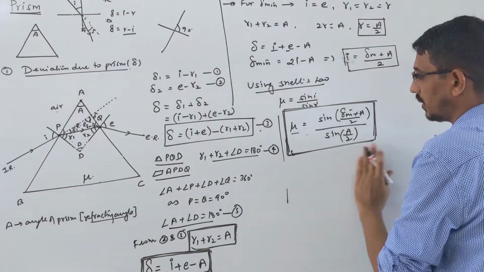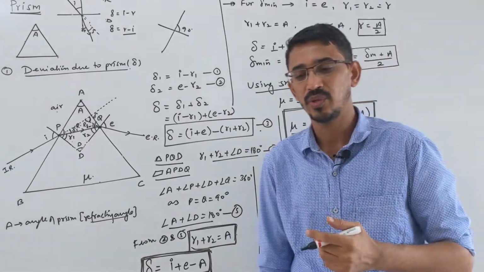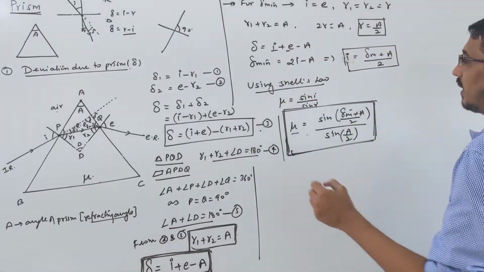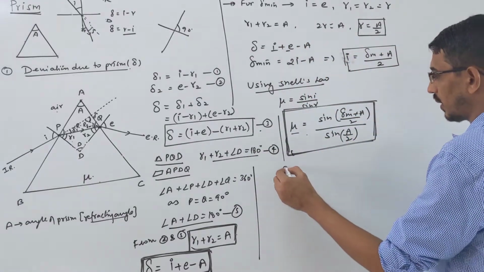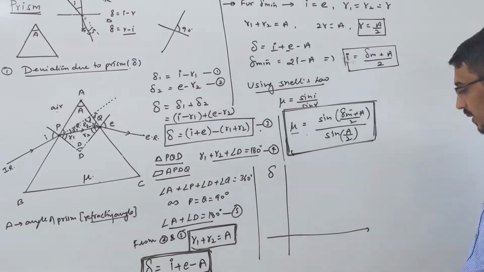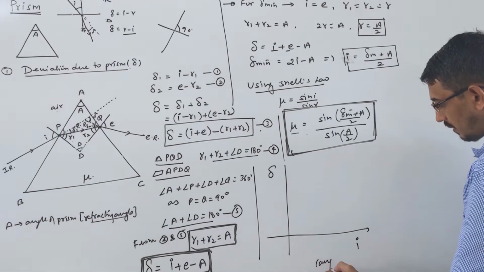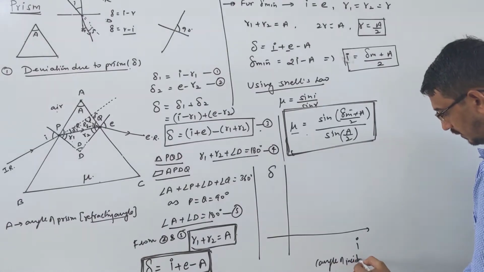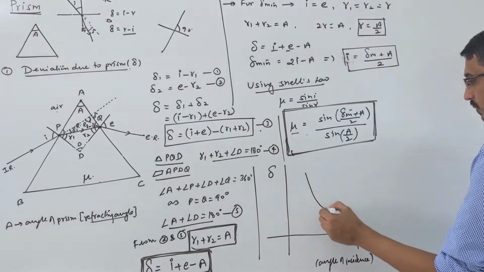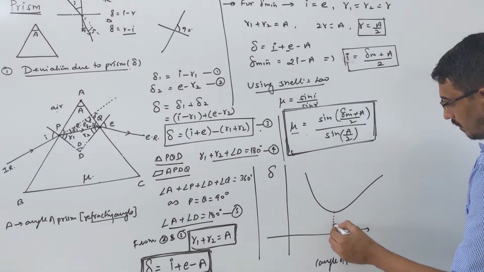Now, what I am writing next is not very important from our exam point of view, because they never ask it in the exam, but still we'll write it. First I can draw a graph. Suppose you want to draw a graph between deviation delta versus angle of incidence. In words, this axis is the angle of incidence. Then how will the graph look? The graph will look like this.